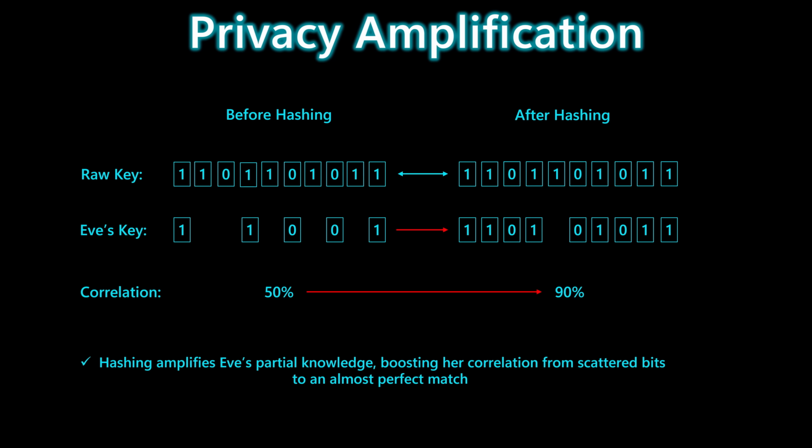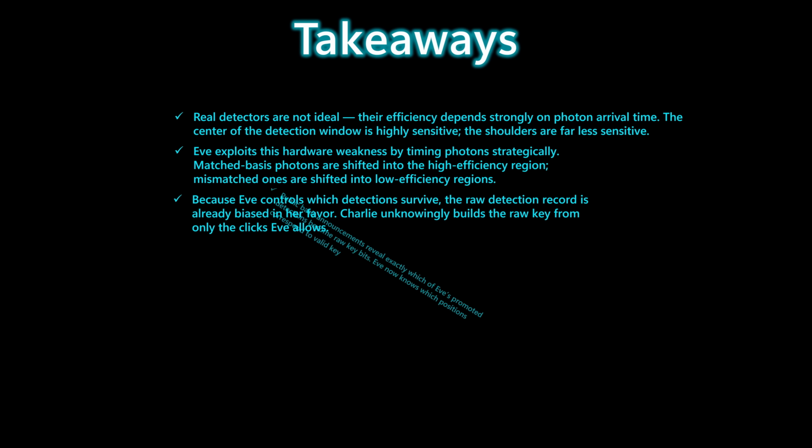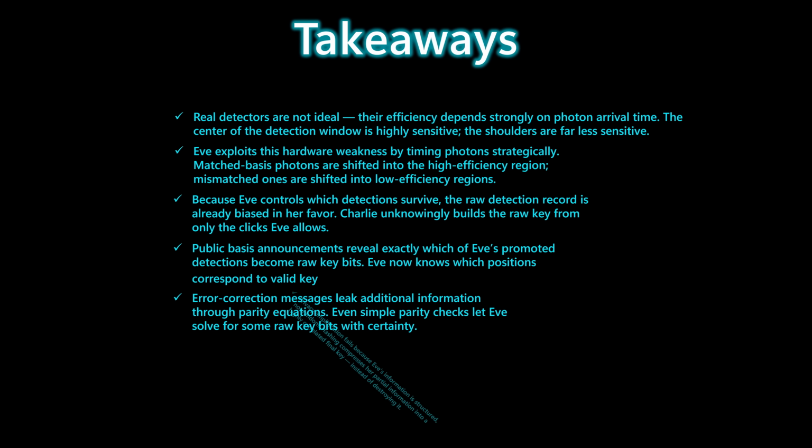The key point is this: privacy amplification assumes Eve's knowledge is random and unstructured, but Eve's timing attack gives her structured, biased information. And deterministic hashing preserves that structure rather than destroying it. So instead of reducing Eve's knowledge, hashing transforms her partial insight into a nearly complete reconstruction of the final secret key. In this lesson, we've seen how a very small, very subtle hardware imperfection can unravel the entire security of a quantum key distribution system.